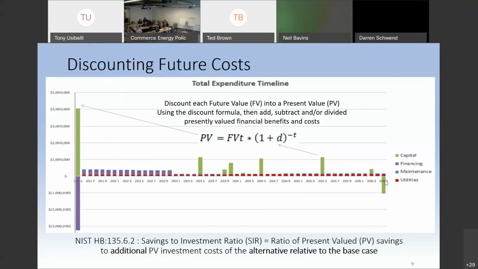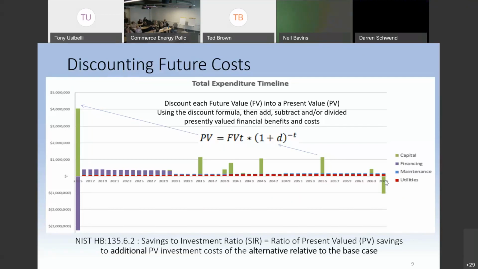And so what we're going to do is take each one of these boxes and apply this discount formula, which is a function of how far it is away from the starting point. And then this value, for example, is going to shrink as it comes over here and becomes a present value. The present value is a little bit smaller than the future value because of the discount rate that's applied. We're then going to take all of those present values, and they're now apples and apples. So we can add them, subtract them, divide them, as we would like, to develop a host of different evaluation metrics.